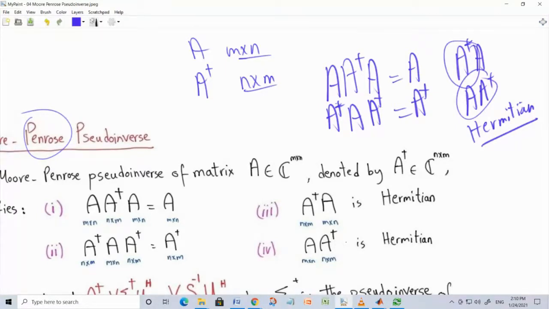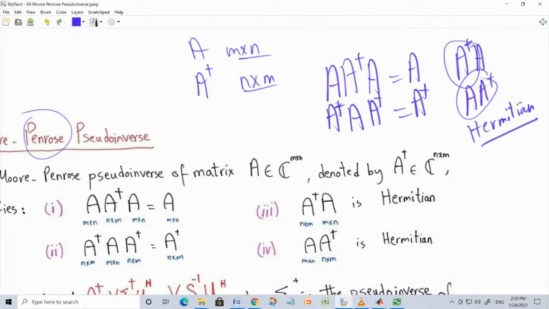Moreover, if your matrix is square and invertible, then the pseudo inverse becomes the conventional inverse of the matrix. Defining the pseudo inverse in this way ensures that it is a unique matrix. For every matrix A, there corresponds one pseudo inverse. And if A happens to be a square matrix that is invertible, and you compute the pseudo inverse, it's exactly the inverse of matrix A.